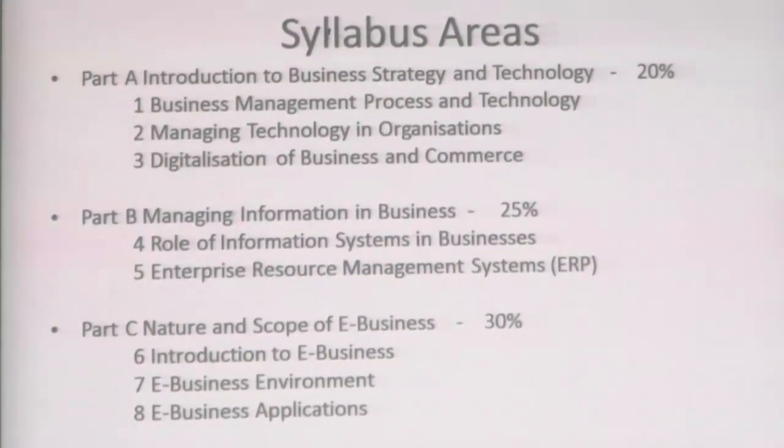Part B is Managing Information in Business. That is 20%. Role of Information Systems in Business is the 4th chapter, and the 5th chapter is Enterprise Resource Management Systems. So they are focusing on how to manage information in business through these 2 chapters, chapter 4 and chapter 5.